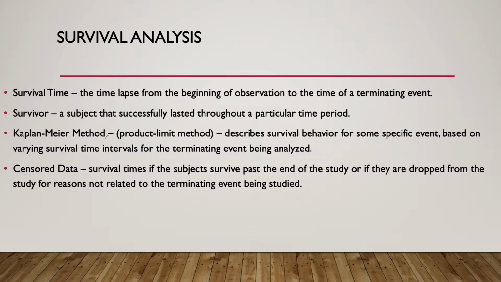The Kaplan-Meier method, or product limit method, describes survival behavior for some specific event based on varying survival time intervals for the terminating event being analyzed. The censored data are survival times if the subjects survive past the end of the study, or if they are dropped from the study for reasons not related to the terminating event being studied.